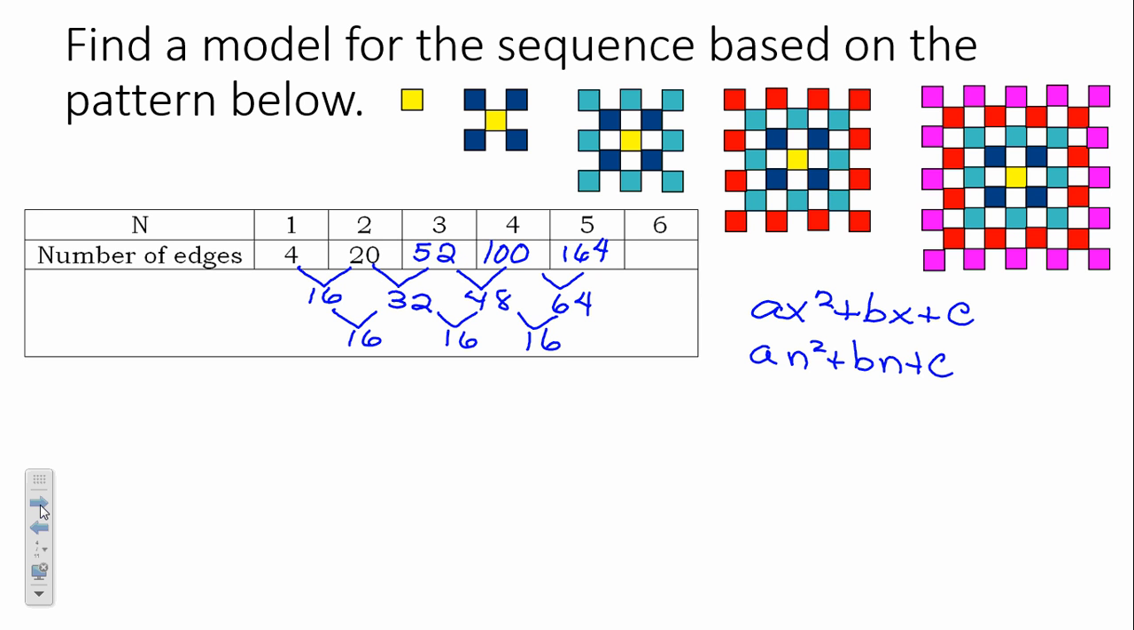Okay. So now what we're going to do is say that when n was 1, we got back 4. So a sub 1 is going to be some a times 1 squared plus some b times 1 plus some c, and it's equal to 4. One equation with 3 unknowns.